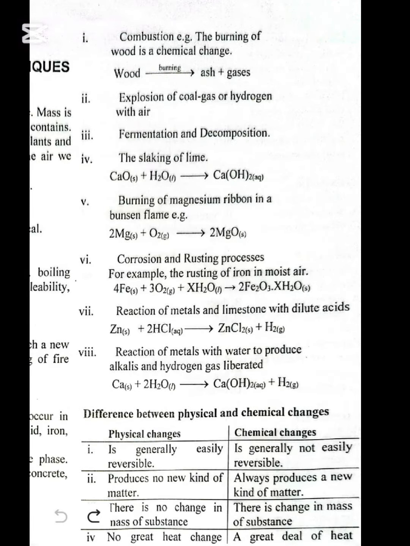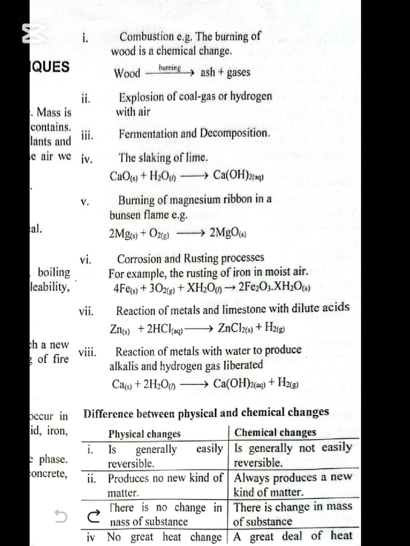When you burn wood into ashes and gas, we all know that we cannot take it back. It's not easily reversible, and it has another name, ash and gas. Okay. Fermentation or decomposition, we cannot take it back when anything ferments. When we burn magnesium in the presence of air, nothing we can do to that. So anything that deals with chemical like this, it cannot be changed. Those are chemical changes. Now let's go to the difference between physical and chemical changes.